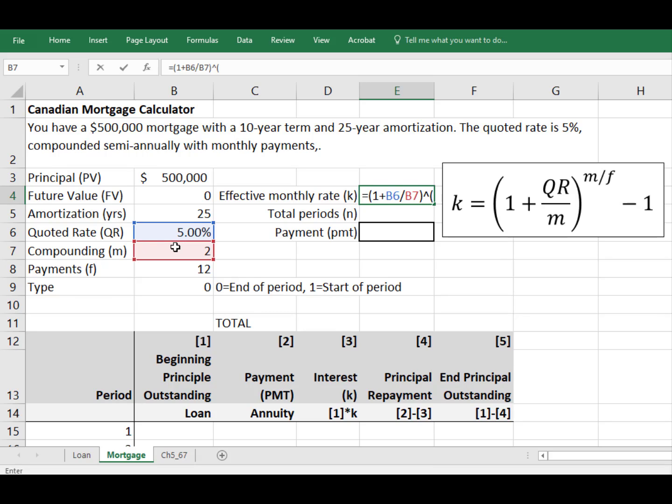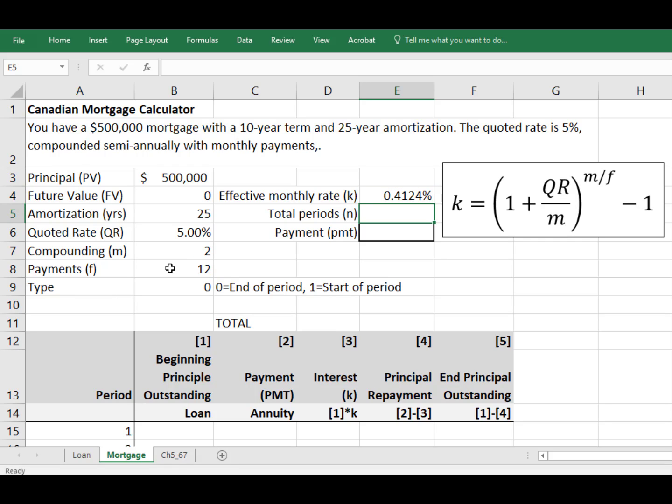Now we're going to open brackets again because we need to look at m over f, which is the number of compounding periods, 2, divided by the number of payments per year, f, which is 12. Close brackets. And we have to subtract 1 to get the rate. Hitting enter, we see that 5% with semi-annual compounding and 12 payments per year works out to be an effective monthly rate of 0.4124%, or 41.24 basis points.